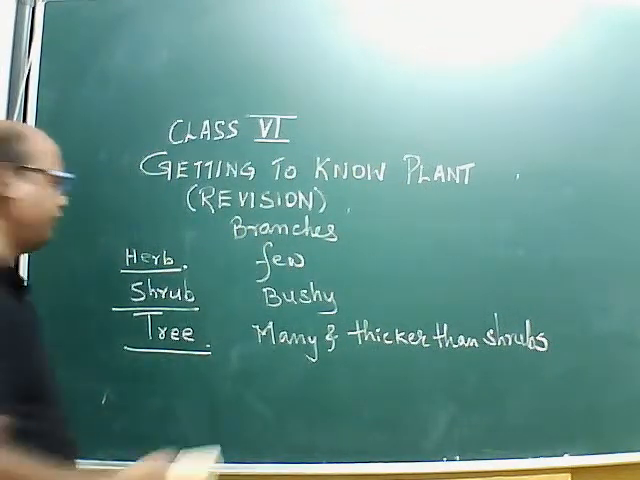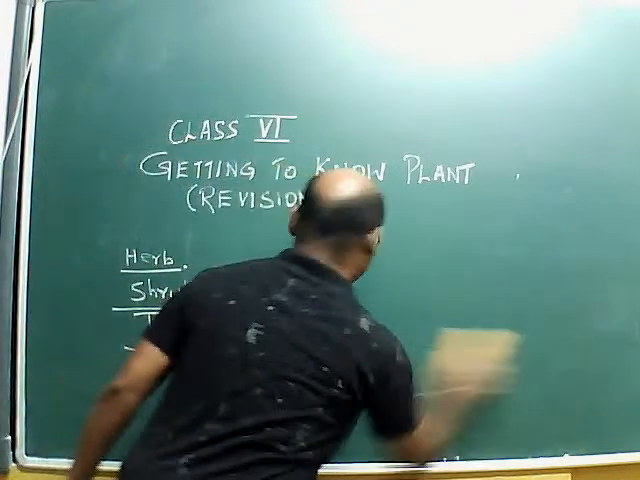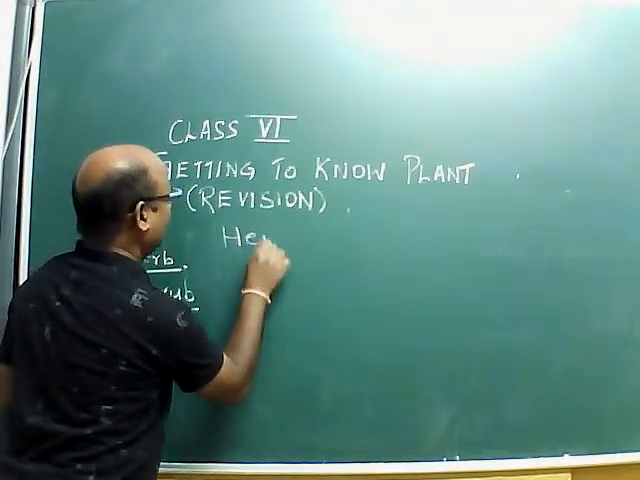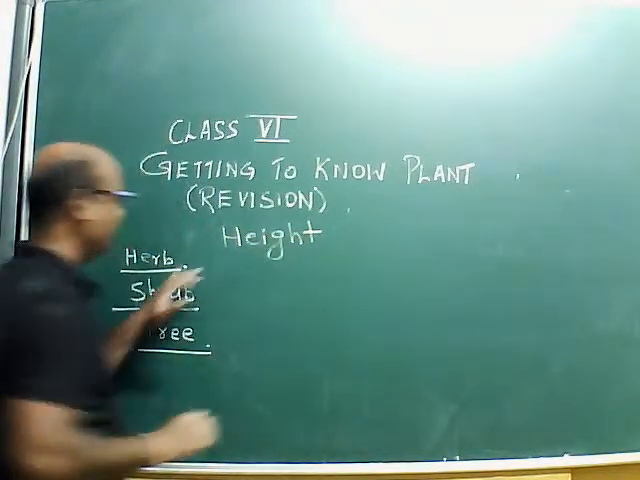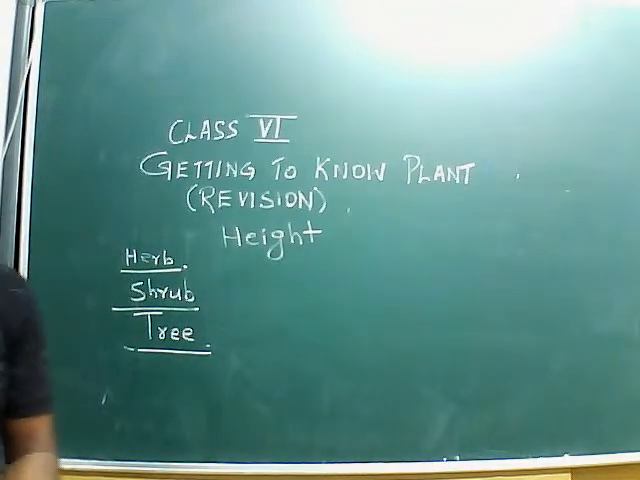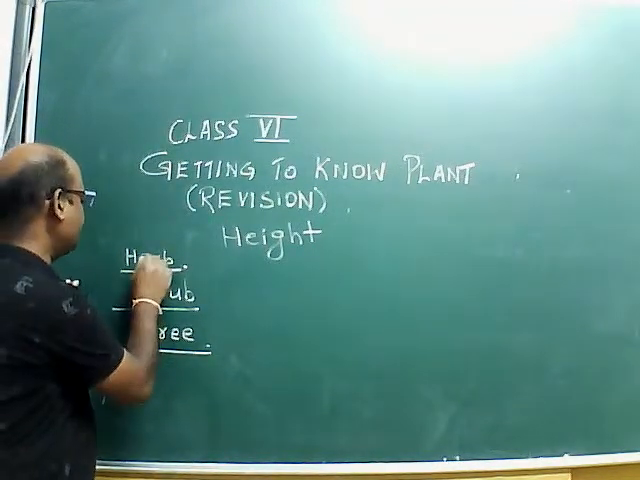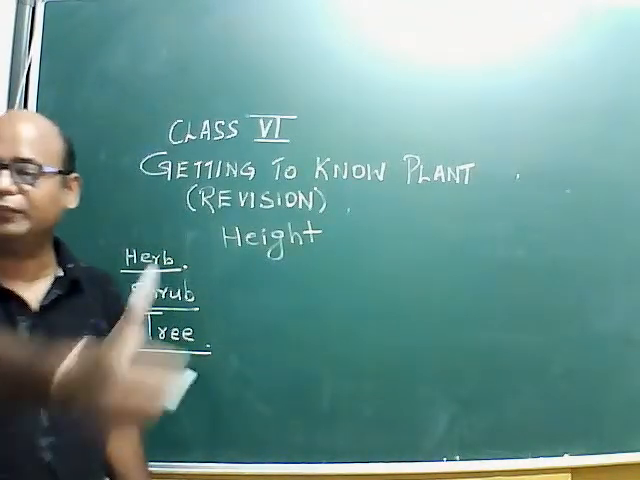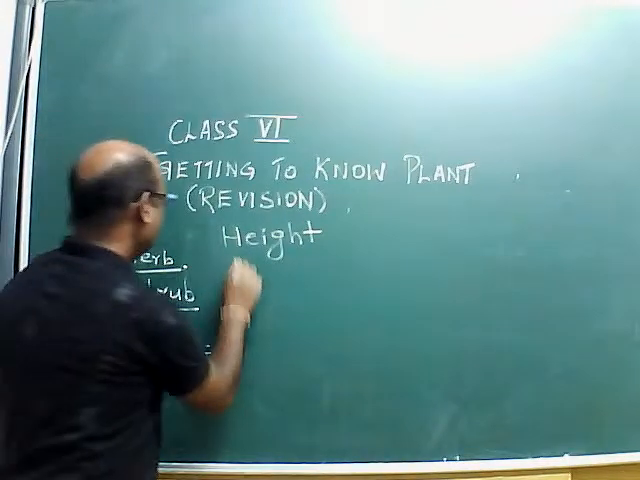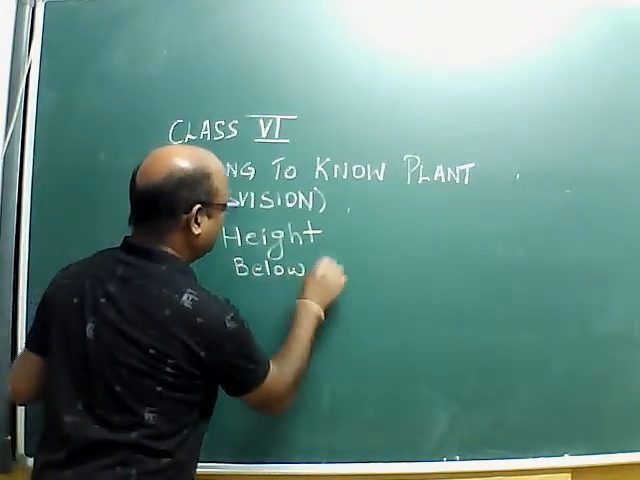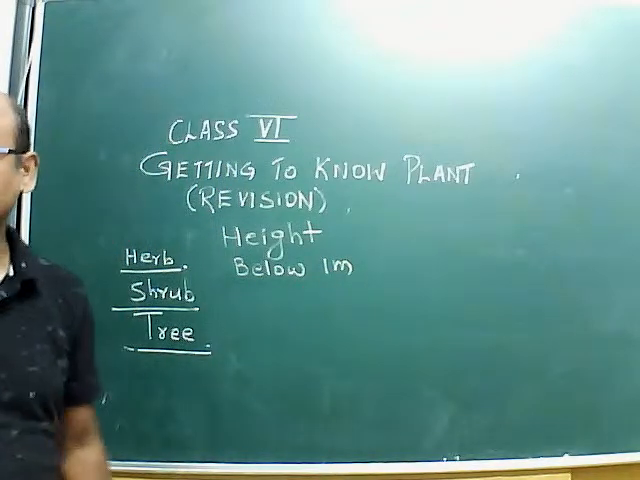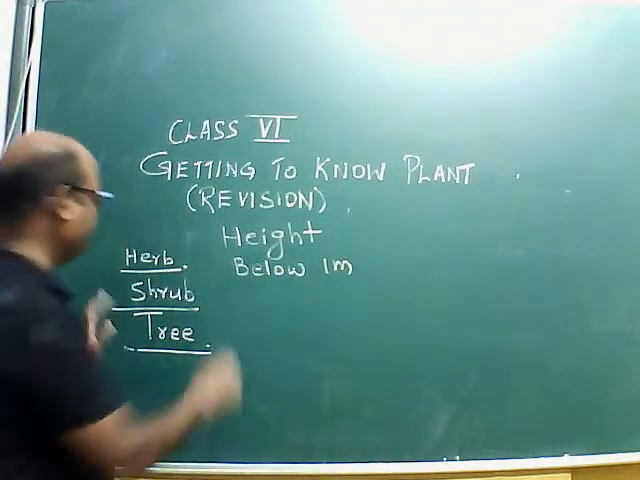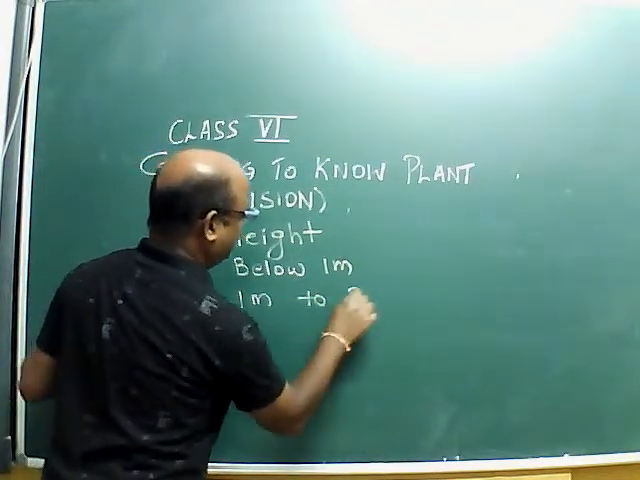And then height. About height of herb, shrubs and tree. How is the height? For herb, below 1 meter. Very good. Full area correct answer. Below 1 meter. Then for shrubs, how is the height? 1 meter to 3 meter.